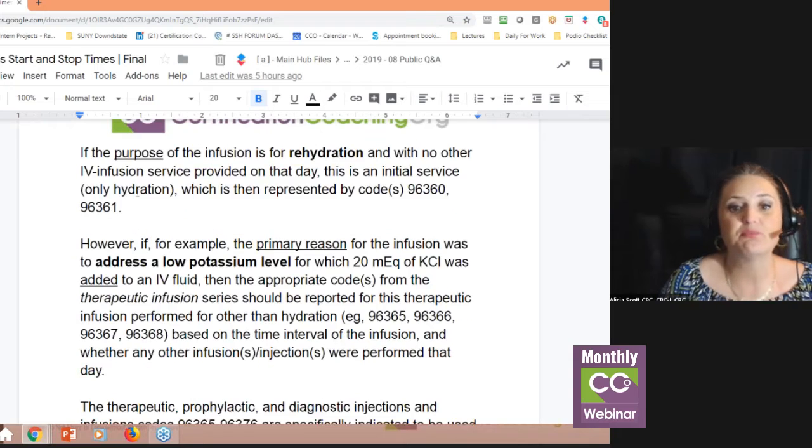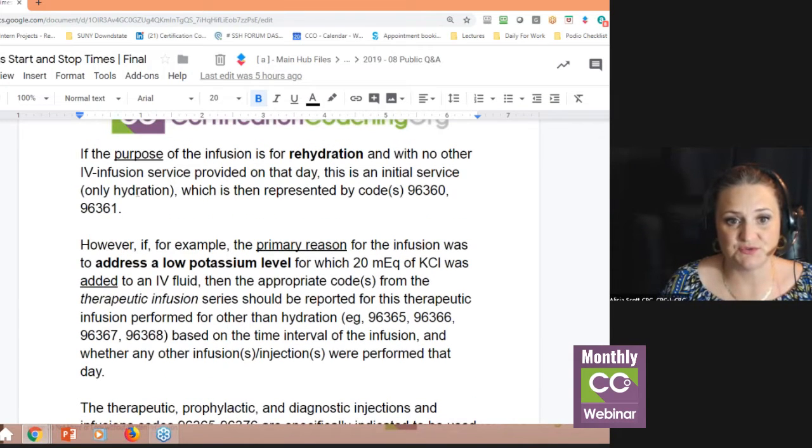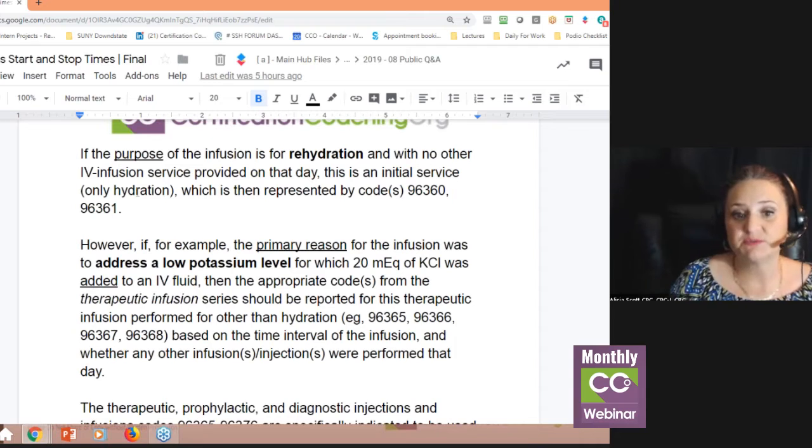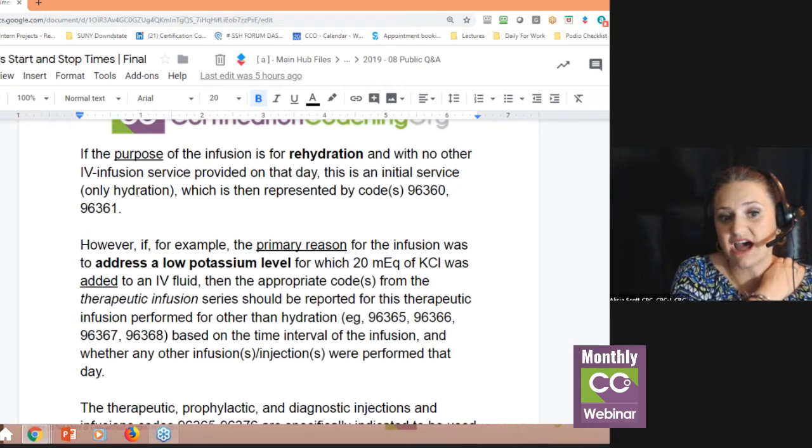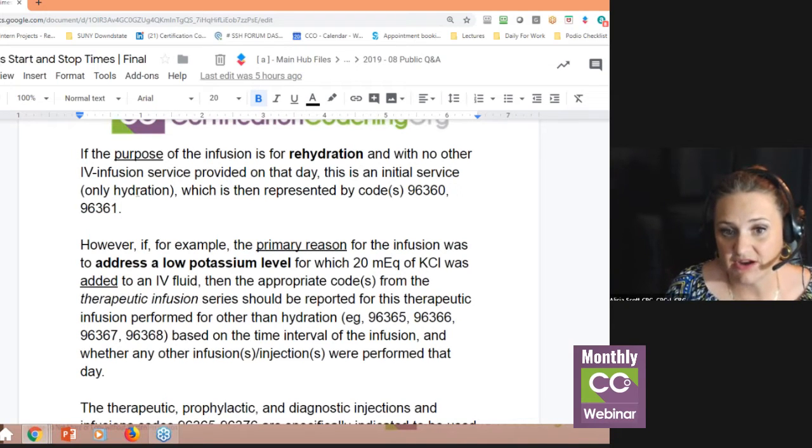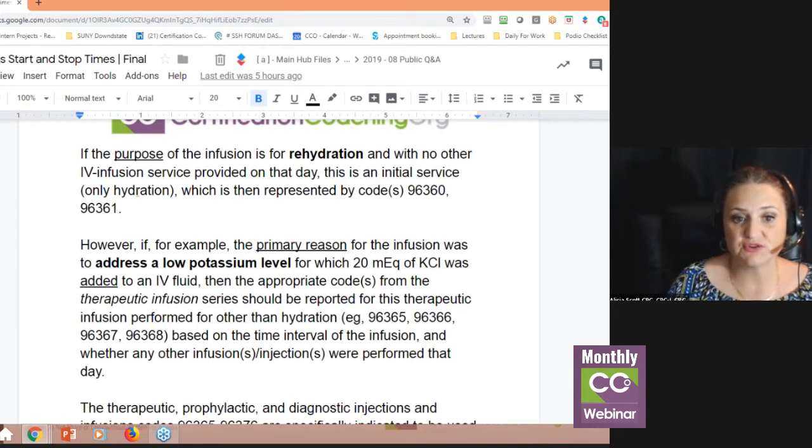Okay, but if the primary reason for the infusion was, say, hey, this person has low potassium, we're going to give them 20 milliequivalents of potassium, the KCl, added to the IV, not because they could be dehydrated, but because we need to give them potassium, that changes the ball game, right? So then we're going to go to those other codes where you get into that 96368 that she was talking about, which is an add-on code.